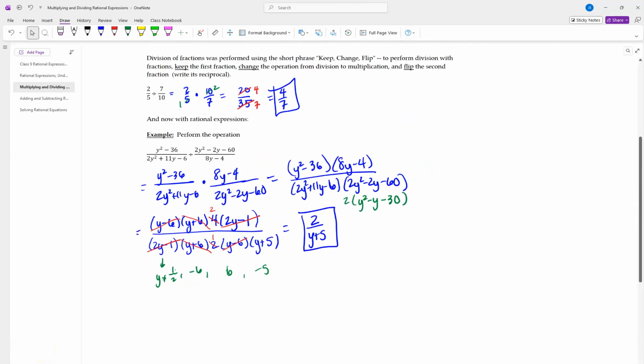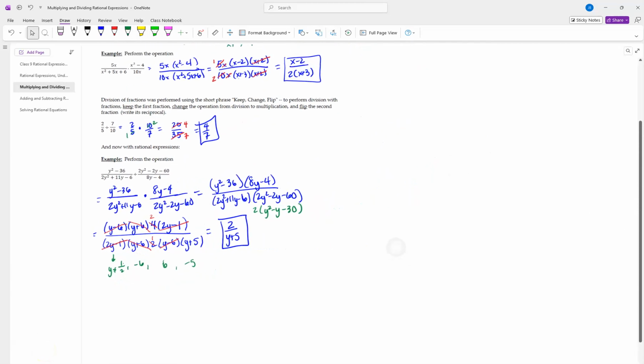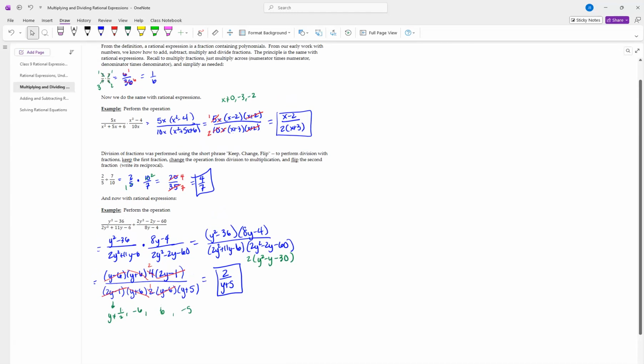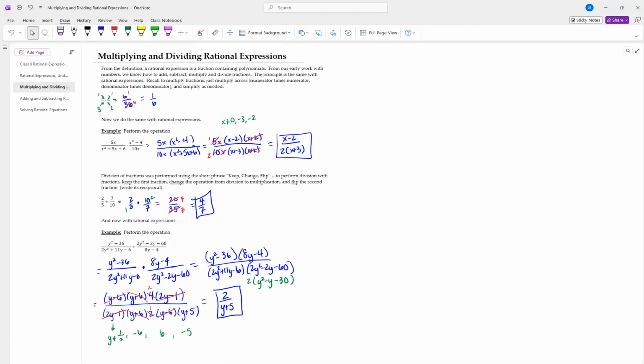To summarize though, working with rational expressions that are being multiplied or divided is the same as working with fractions: multiply across numerators and denominators, and for division, keep, change, flip.